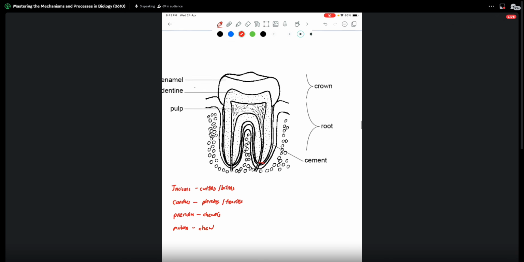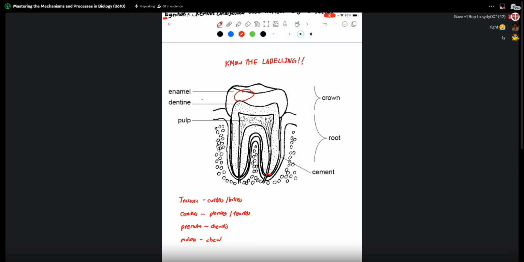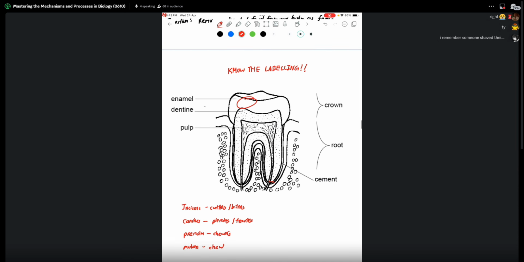Okay, so the enamel, this layer, right? We always see the white color layer in our teeth. These are the strongest tissue in our body. So just for this part, just know the labeling. You do not need to know the function, just the labeling. So the dentine is here. The pulp is where the veins are. Not the veins, the capillaries. Then we have the cement, which is located here.